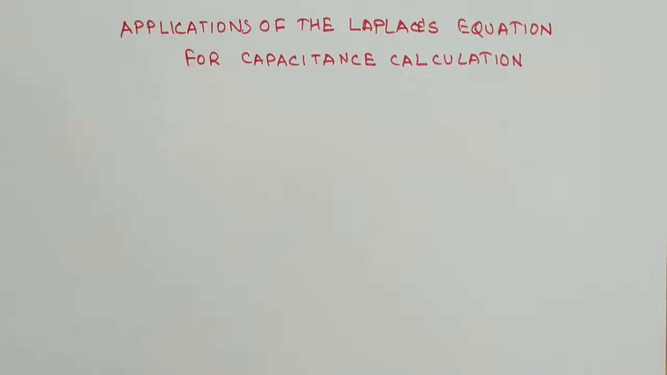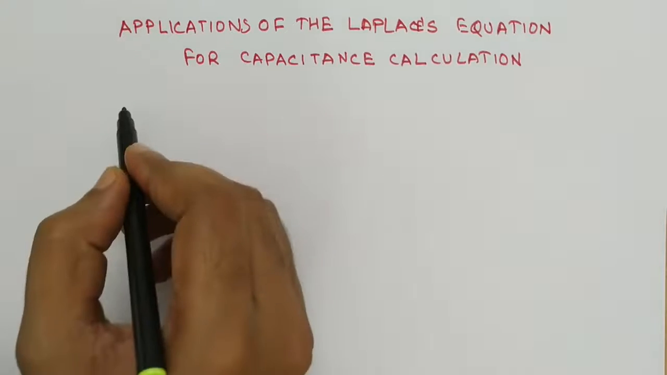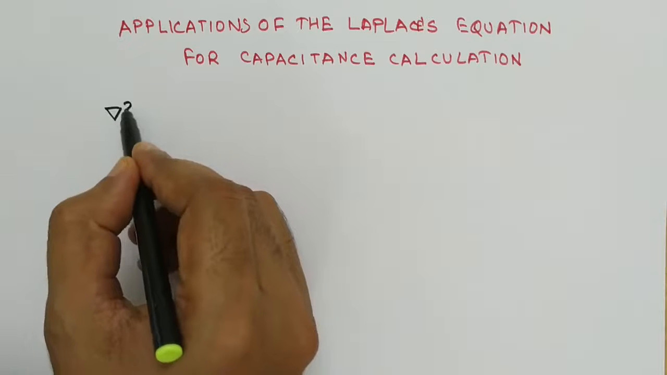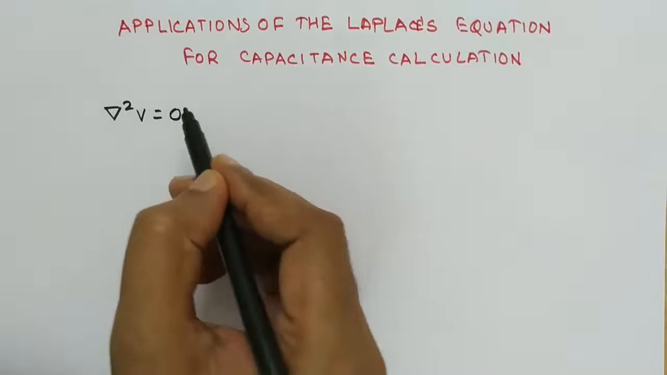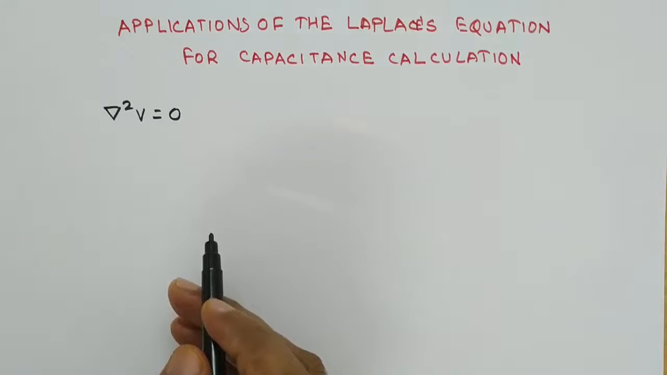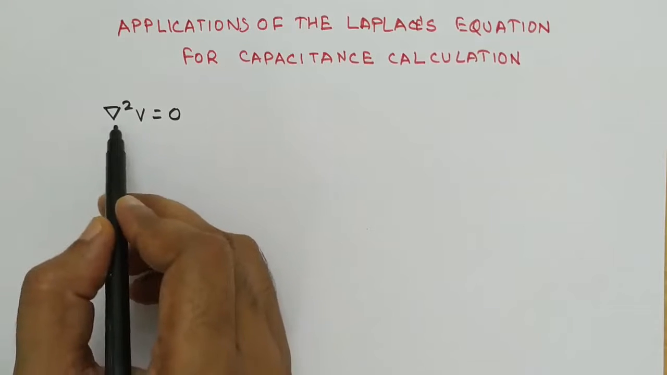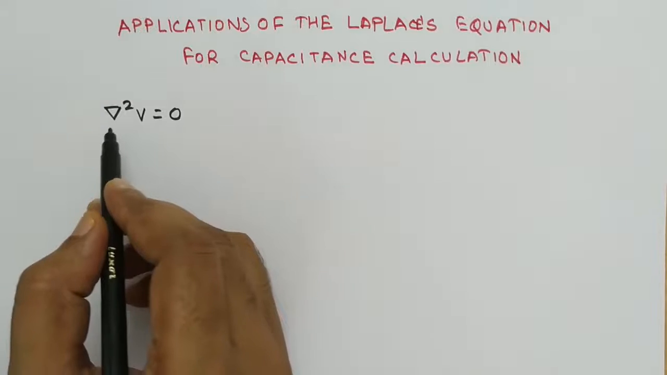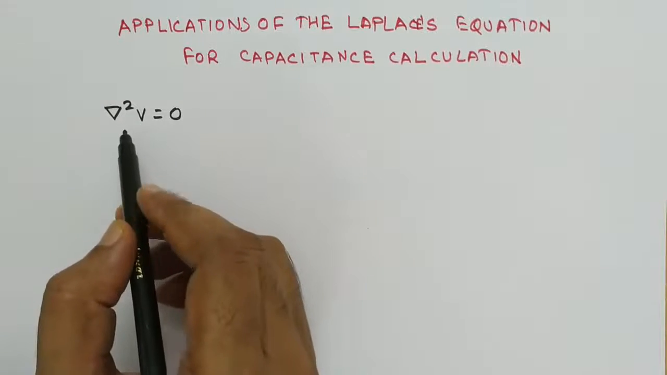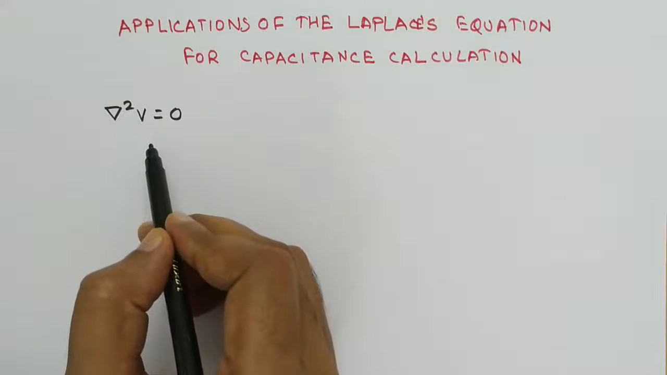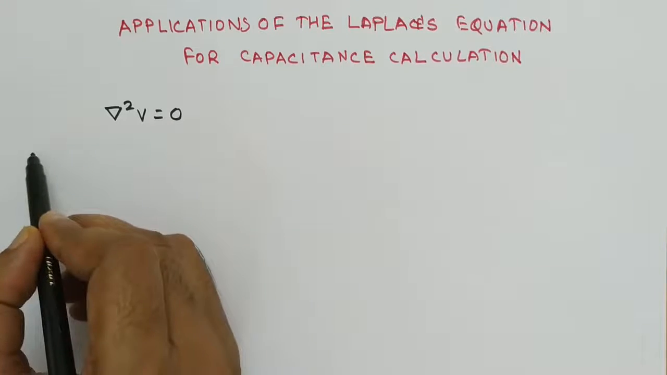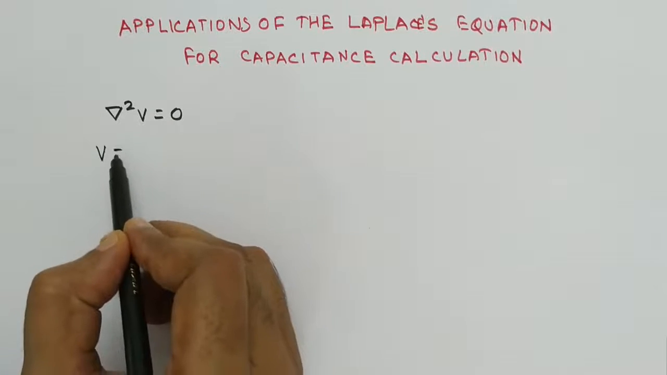So today we are going to study the applications of Laplace's equation for capacitance calculation. For this, first of all, we have to write the Laplace equation which we derived in our last class, and it is given by del square V equal to 0, where del square is the Laplacian. Using this equation, by applying the boundary condition, we will find out the potential.